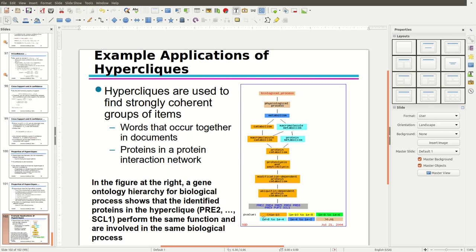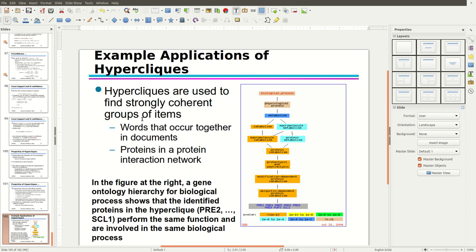So these are some p-values here. These happen to have very low p-values, and they seem to be more likely to appear together. Proteins in a protein interaction network. In the figure at the right, a gene ontology.